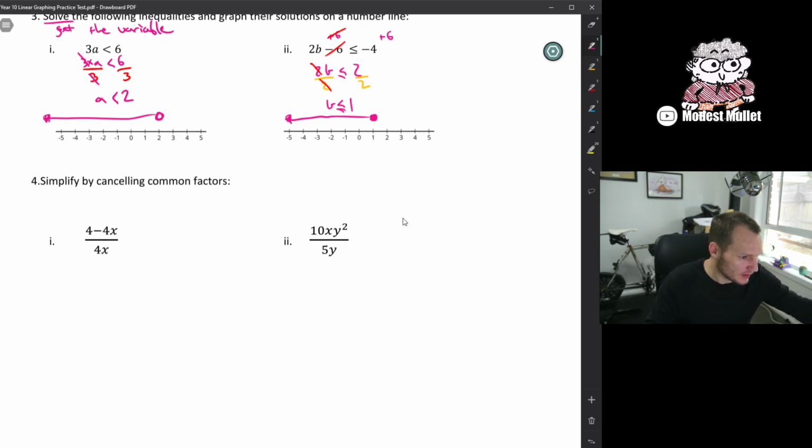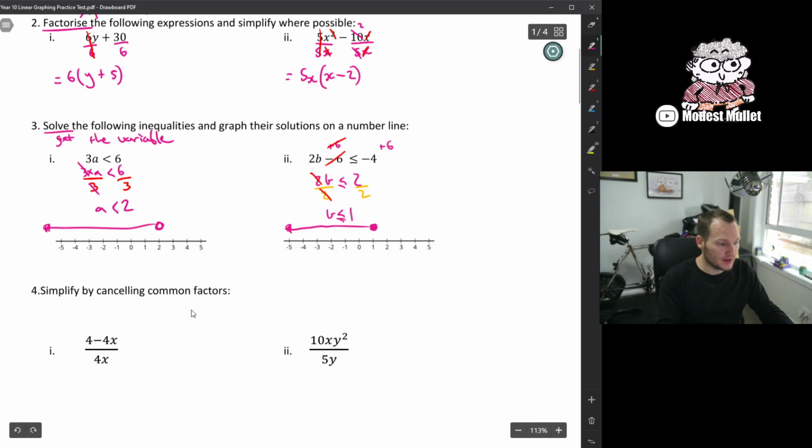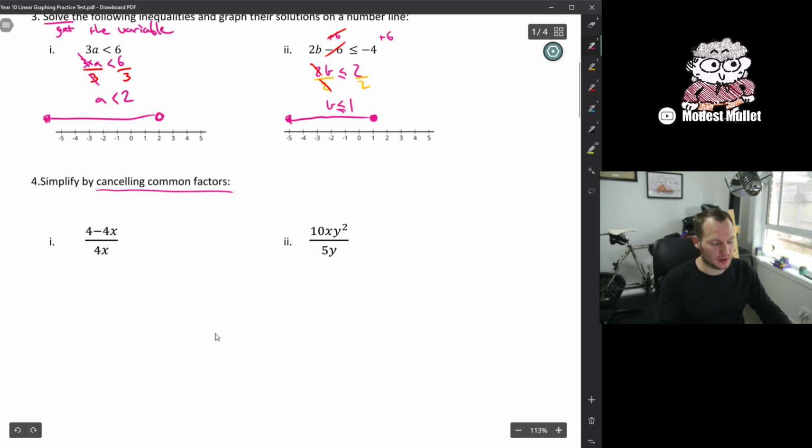Question 4 is similar to question 2 in that we're trying to simplify by cancelling common factors. So we need to take out a common factor, and once we take that common factor out, it will allow us to simplify with the bottom of the fraction, or the denominator. In the top, what can we divide both these terms by? We can divide both those terms by 4. So if we take 4 out, we're left with 4 divided by 4 is 1, minus 4x divided by 4 is 1x, so we get 1 minus 1x on the top, and then we just leave the 4x there.